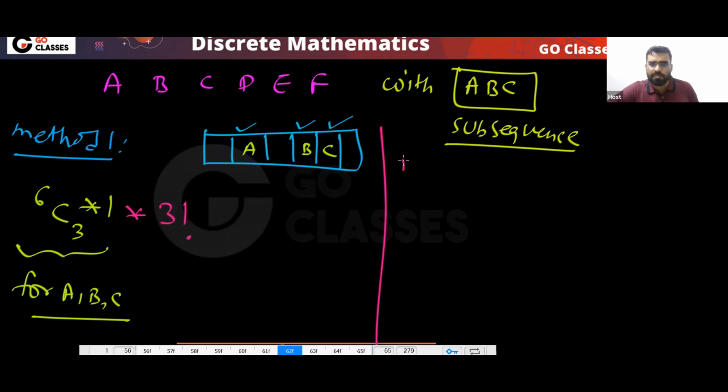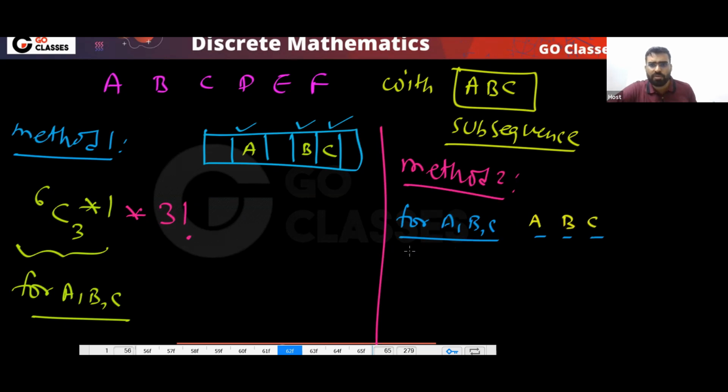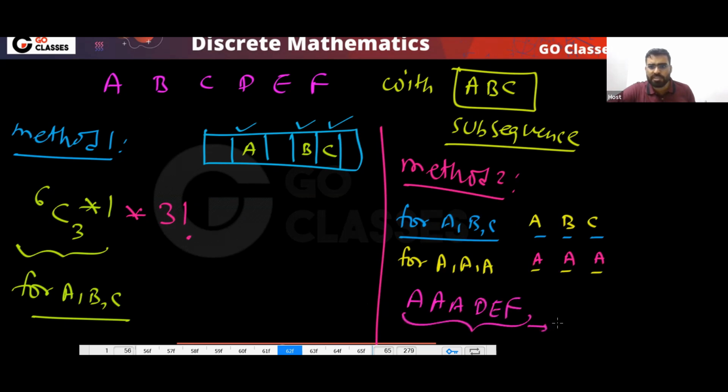Another method, method number 2. Method number 2 is you can consider A, B, C as the same. Once you select 3 positions, only one way we have. So you can consider them as the same, like A. Now you are changing the question and you are saying A, A, A, D, E, F. So how many permutations can you create? 6 factorial divided by 3 factorial.